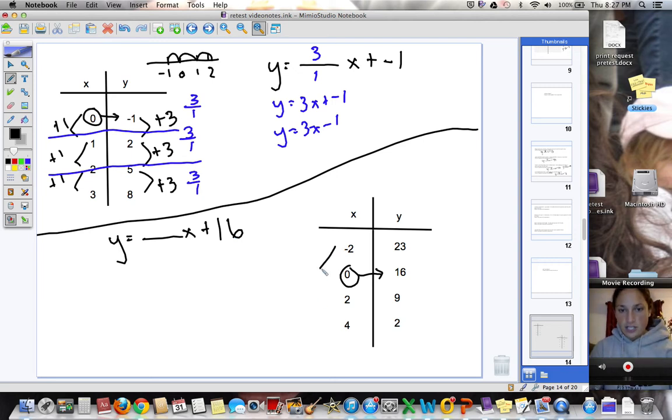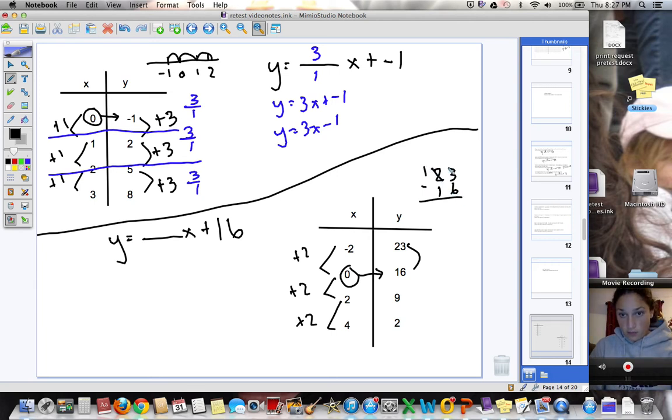Then I'm going to find my changes. To get from -2 to 0, I add 2. To get from 0 to 2, I add 2. 2 to 4, I add 2. 23 to 16. Actually do the math. Don't sit there and get a 3.7 because you make a silly mistake.